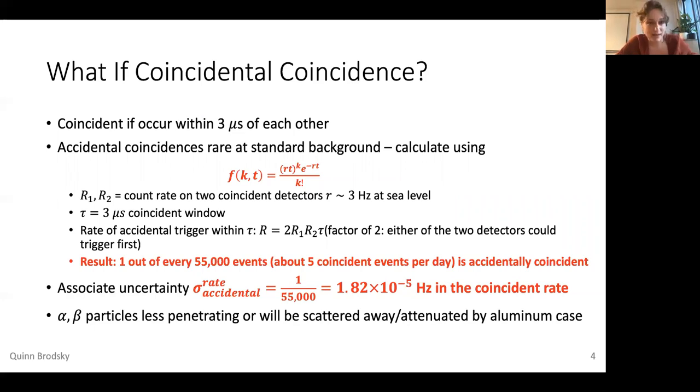But what happens if there are two events which just so happen to occur within 3 microseconds of each other, but they're not actually the same muon? So let's assume that this happens. We can use Poisson statistics to see how often this happens.